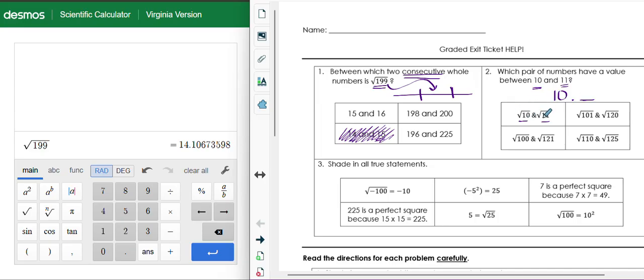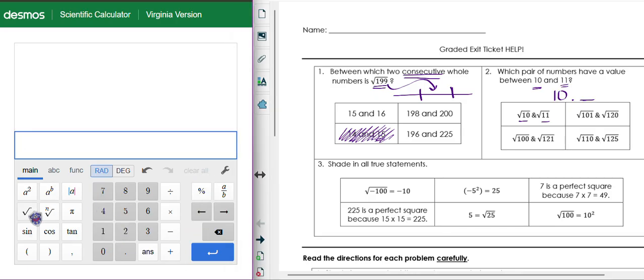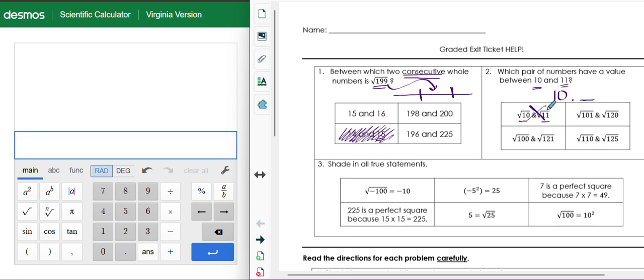Well, we know the square root of 10 and the square root of 11 aren't going to work. I'm going to show that, but you should understand that that's not going to work. That's a little bit bigger than 3, so that's in between 3 and 4, not in between 10 and 11. Alright, so that one's out. The square root of 100 is exactly 10, and the square root of 121 is exactly 11. When it says between, we need something bigger than 10 and smaller than 11, so that doesn't work.